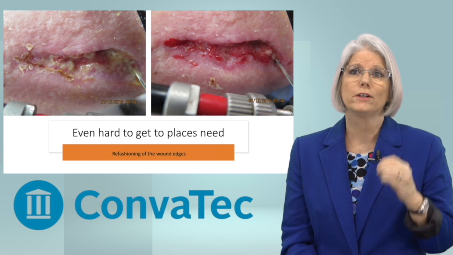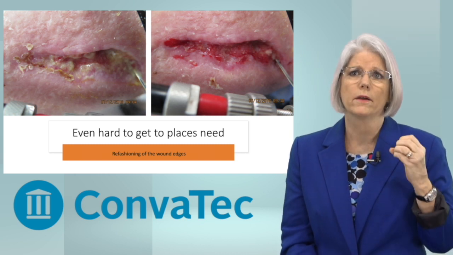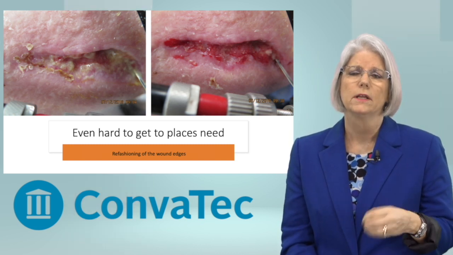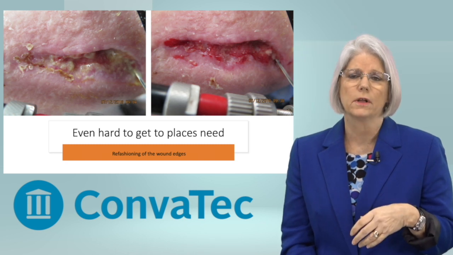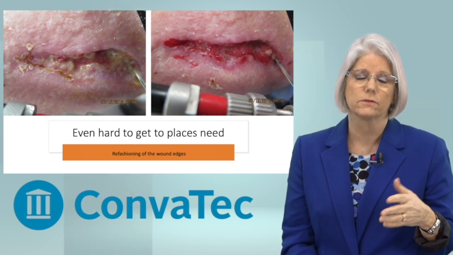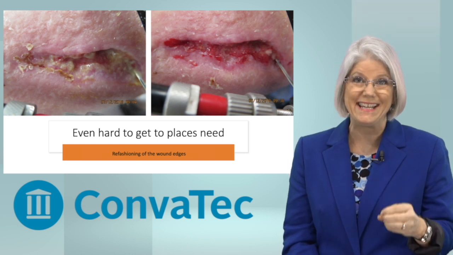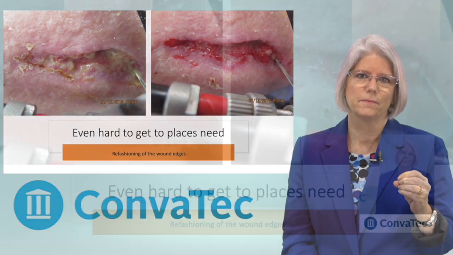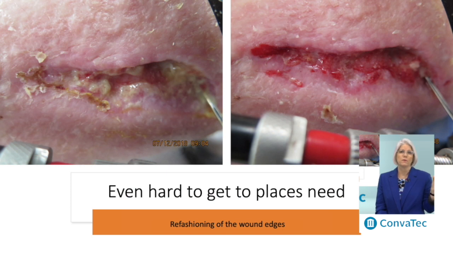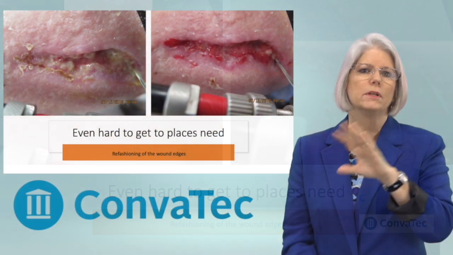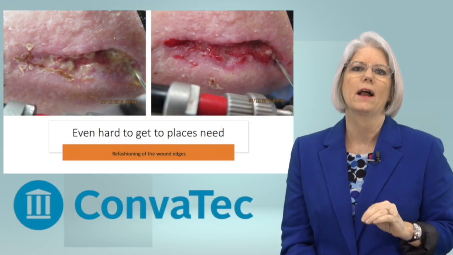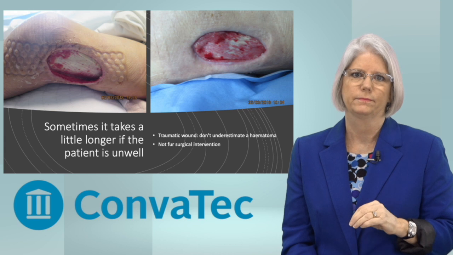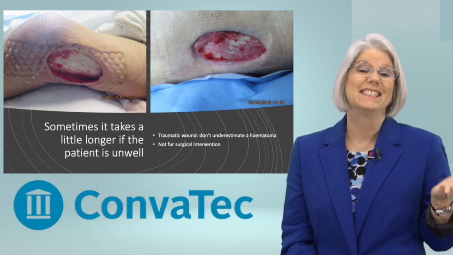Now, even hard to get places require refashioning of the wound edges. Now, this is a patient who had multiple fractures of the lower leg, and he was in an external fixator. So you can see on the left is before and after. And it's really interesting to see quite the distinction that this wound is actually healing. There's healing. You can see some of the pearly edges. But until you remove all that surface substance out, you won't know. And sometimes it does take a little longer.